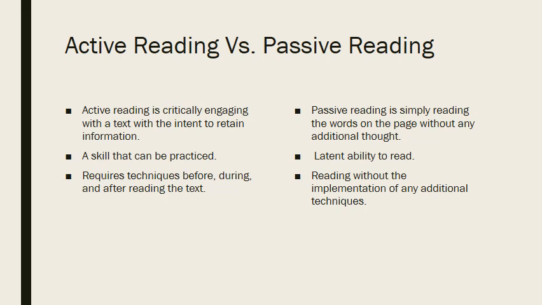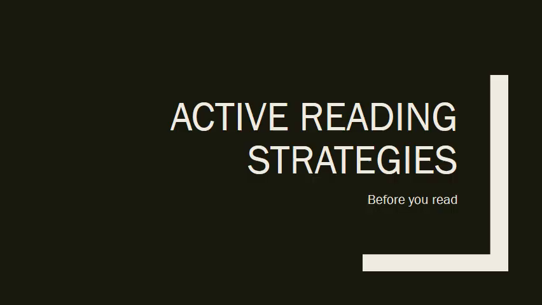Active reading is a skill that can be practiced. It's something that you can work on. There are techniques and tools that you can use, whereas passive reading is just your sort of ability to read, right? So it's not anything that you can practice, maybe the words per minute that you read, but it's not a retention metric. Lastly, as we said, active reading requires the techniques that you use before, during, and after reading the text, and passive reading is just reading without the implementation of any of those techniques.